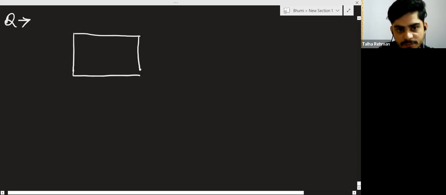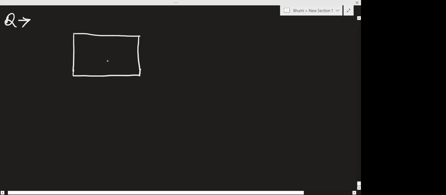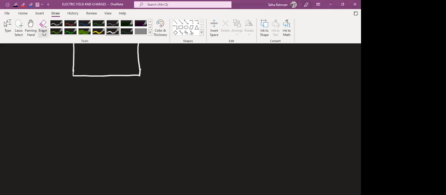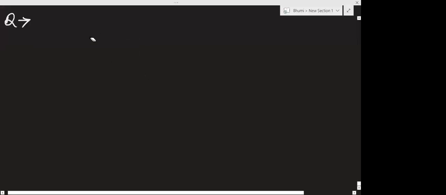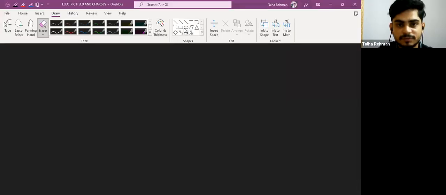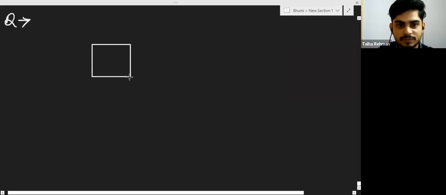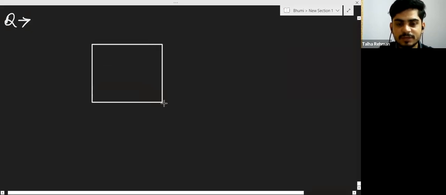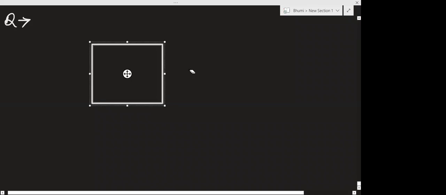What is this? This is a square. A rectangle. Okay, it looks like a rectangle. We will draw a square.